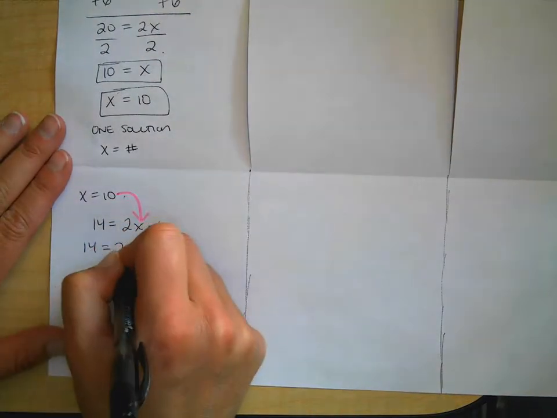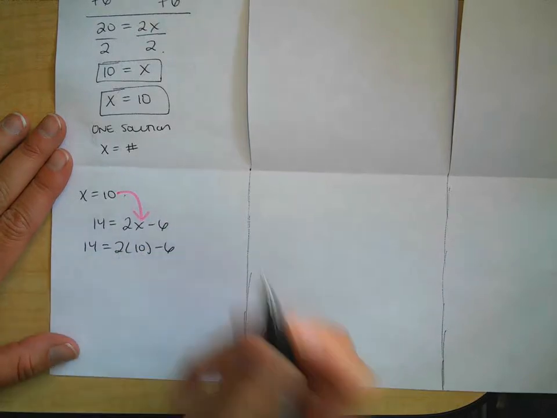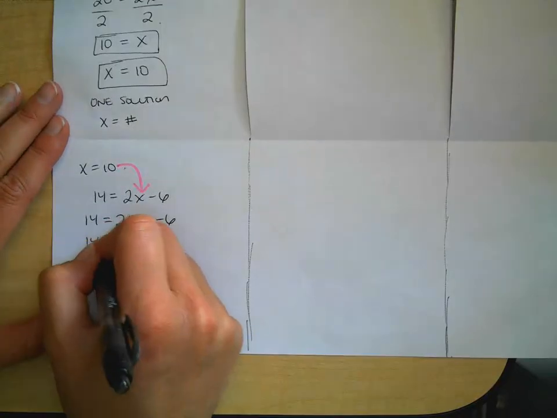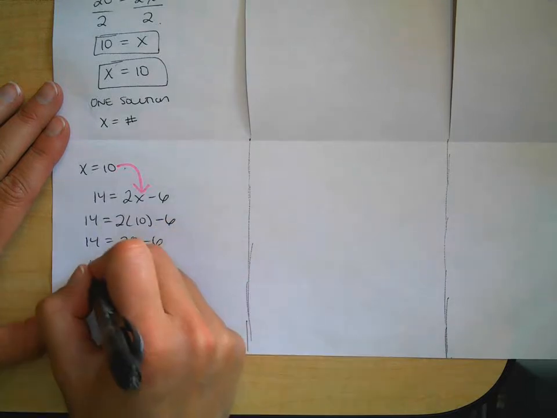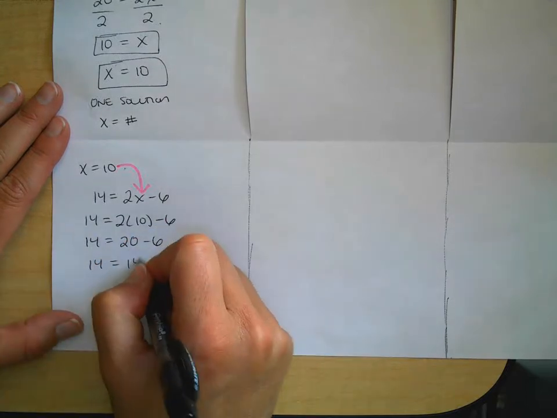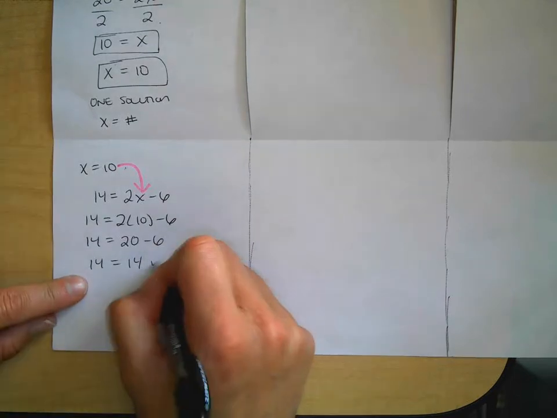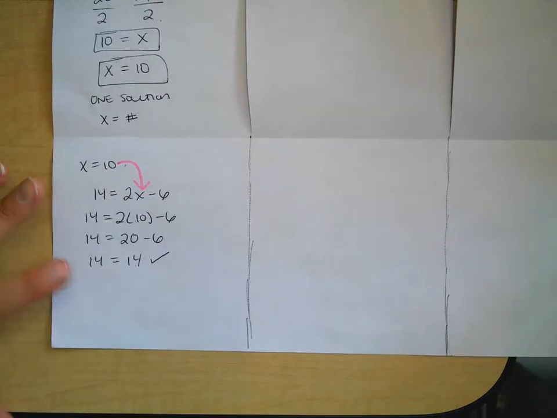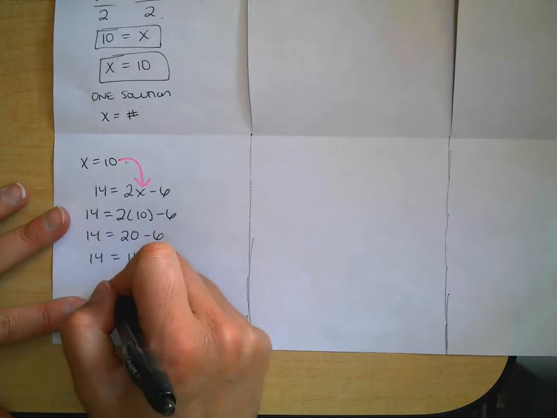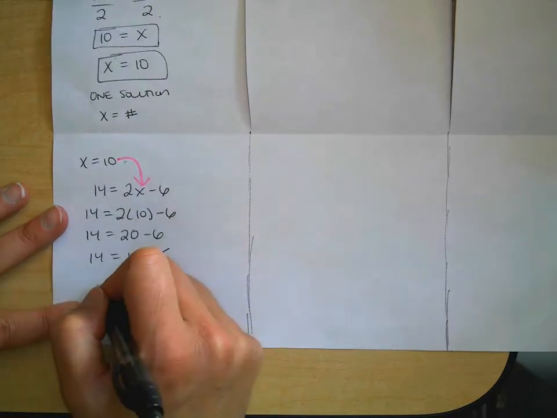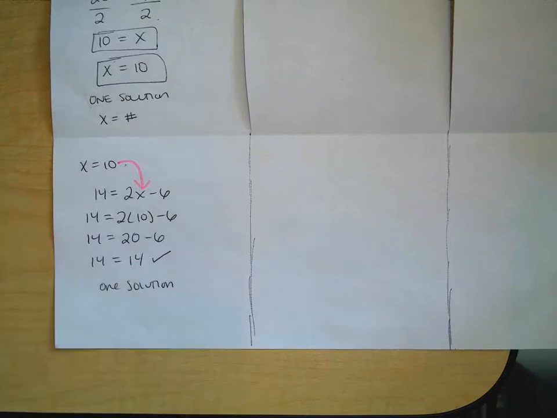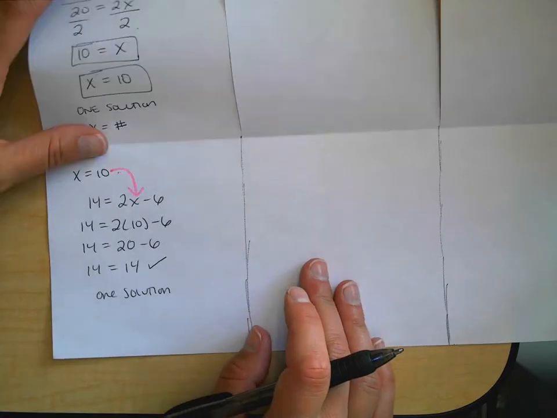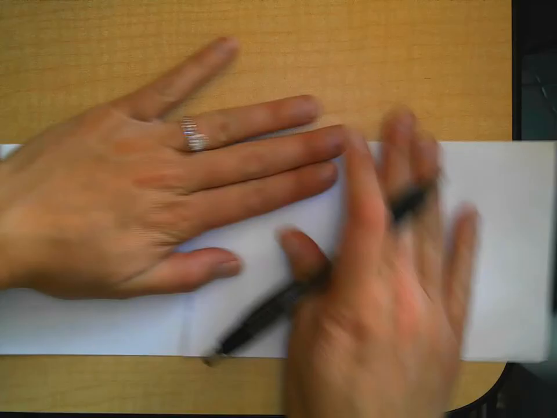So 14 equals 2 times 10 minus 6. Now I have 2 times 10 is 20, minus 6. We get 14 equals 14. Yay! If we have both sides equaling each other, then we do still have one solution, and this is a correct solution. So there will be 2 ways you guys can tell me if they have one solution or not. Okay? Now, I'm going to go back to the top here.